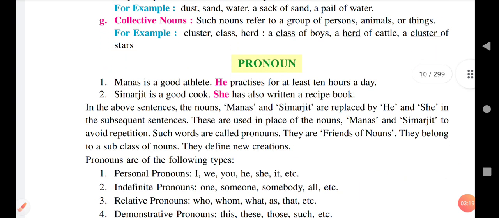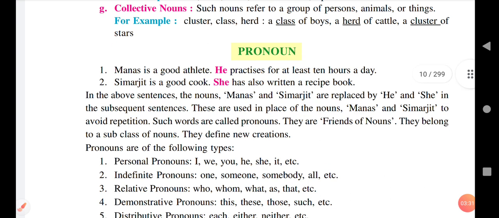Pronoun. Manas is a good athlete. He practices for at least 10 hours a day. Simarjit is a good cook. She has also written a recipe book. In the above sentences, the nouns Manas and Simarjit are replaced by he and she in the subsequent sentences. These are used in place of the nouns Manas and Simarjit to avoid repetition. Such words are called pronouns.